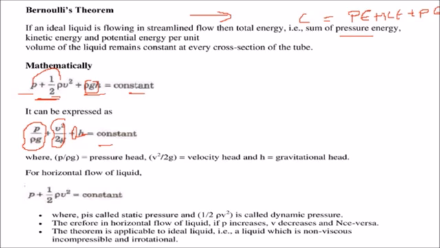This is known as the static pressure. This one is known as the dynamic pressure. Therefore, in the horizontal flow of liquid, if P increases, V decreases, and vice versa. The theorem is applicable to an ideal liquid, that means a liquid which is non-viscous, incompressible, and irrotational.